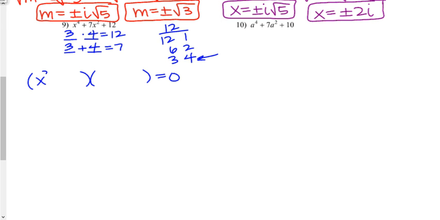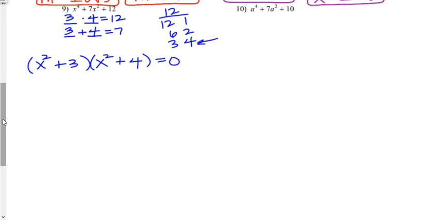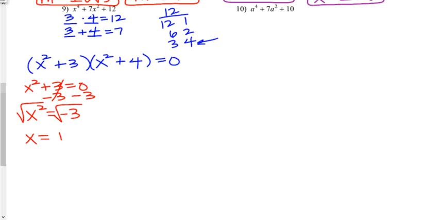I have x squared here, x squared here, plus 3 plus 4. All right. Let's solve these. X squared plus 3 equals 0. Subtract 3 from both sides. X squared equals negative 3. Square root of both sides. I get x equals plus or minus i root 3.